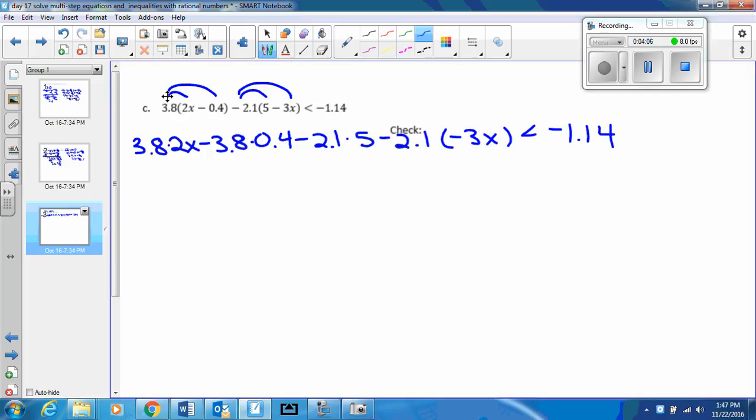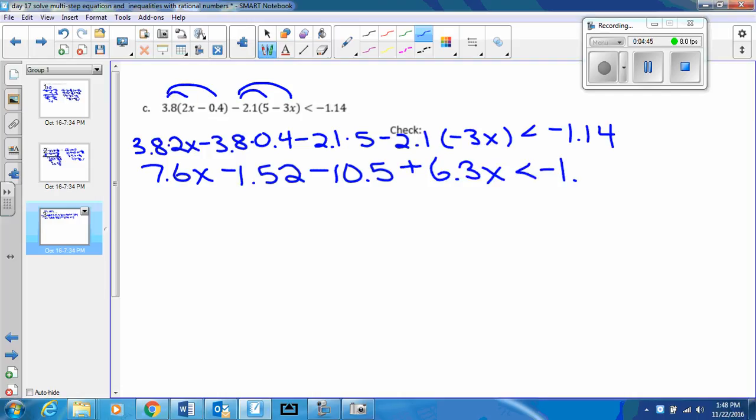After we distribute, now we have to multiply that. So I'm going to use my calculator to help me. 3 8/10 times 2 becomes 7 6/10 x minus 3 8/10 times 4/10 was 1 52/100 minus 2 1/10 times 5 is 10 5/10. Now I have negative 2 1/10 times negative 3x. Negative times negative becomes positive. And now when I multiply that, I get 6 3/10 times x is less than negative 1 14/100.